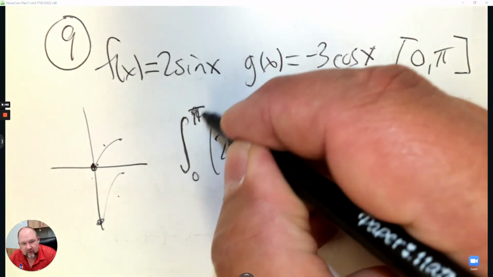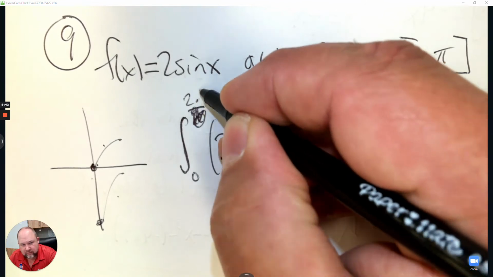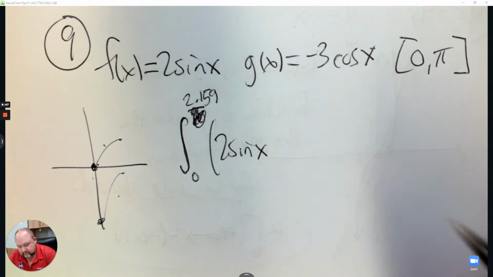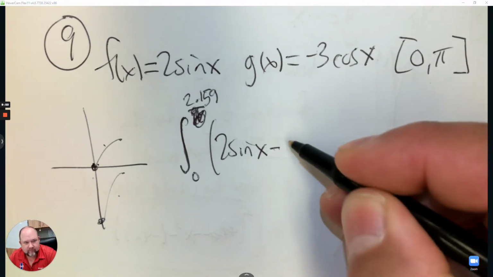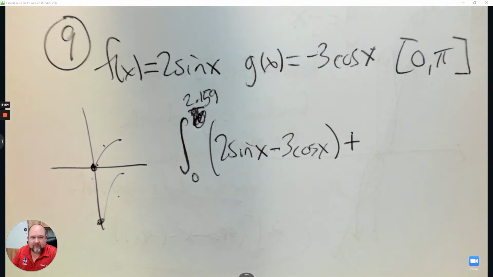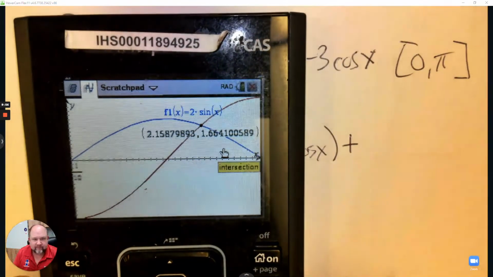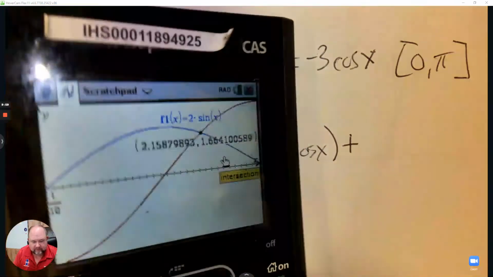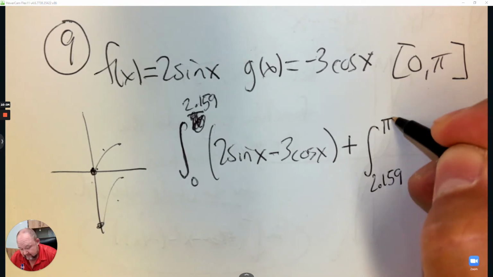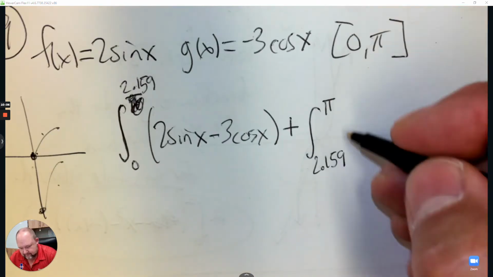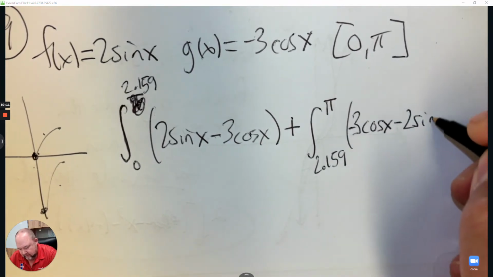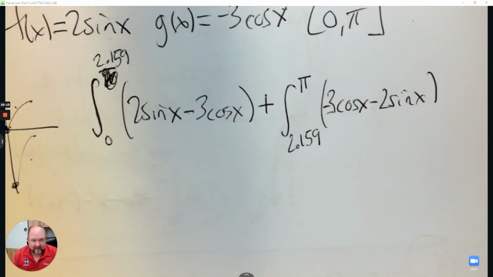So this is actually going to go from 0 to 2.159. And then after that, it switches. So I'm going to set up a second integral that goes 2.159 to pi so that I can complete it. And now negative 3 cosine x is there, and then subtract 2 sine x. And now that's what I'm going to type in.